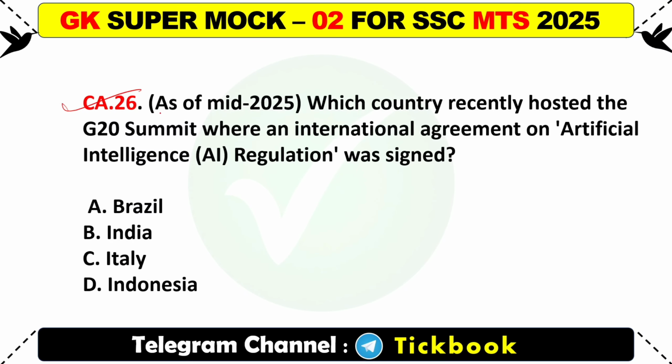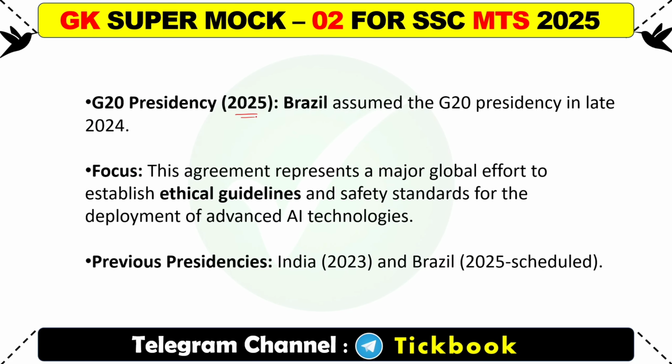Current affairs. 26. As of mid 2025, which country recently hosted the G20 summit where an international agreement on artificial intelligence regulation was signed? Option A, Brazil. G20 president in 2025: Brazil assumed the G20 presidency in late 2024. Focus: these agreements represent major global efforts to establish ethical guidelines and safety standards for the deployment of advanced AI technologies. Previous presidencies: India 2023 and Brazil 2024 scheduled.